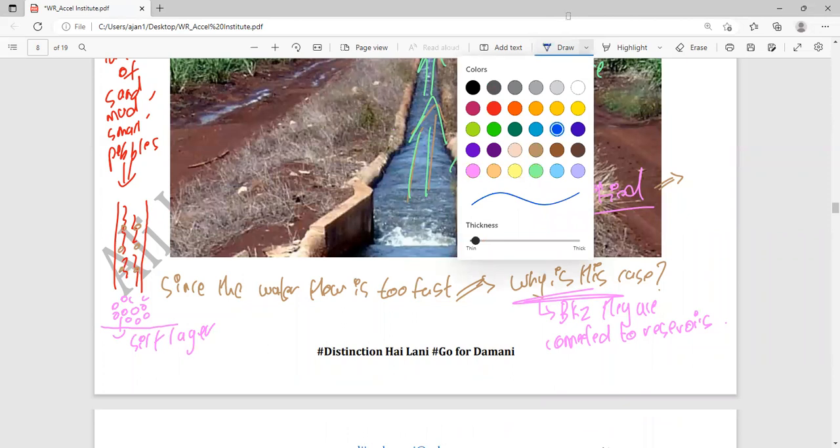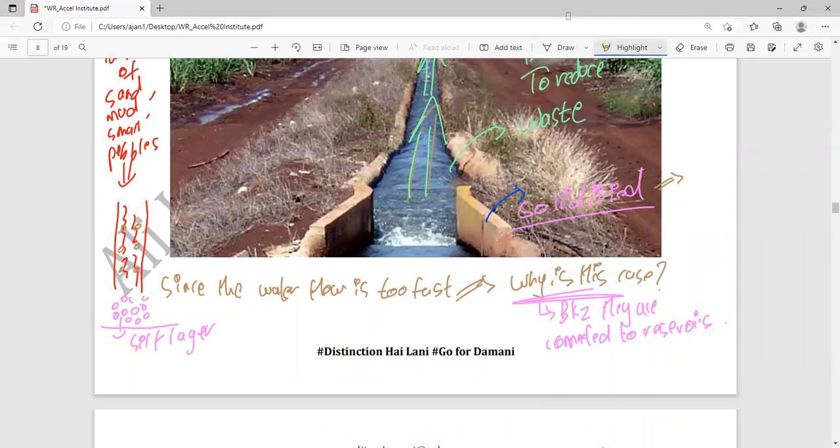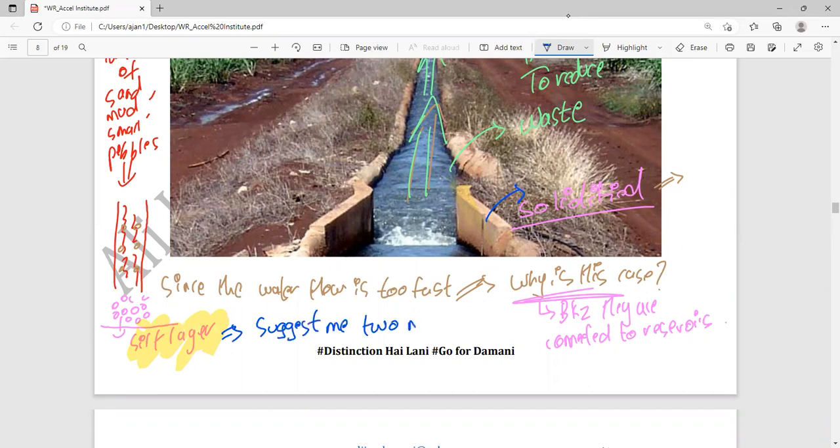But I have a question for you. If I want to reduce this, I want to overcome this problem, can you suggest two measures to overcome this? See, in this way, it's not just a random question. This will actually help you. It's more or less related to your past papers, right? So it will help you there. So if you can suggest me two ways.